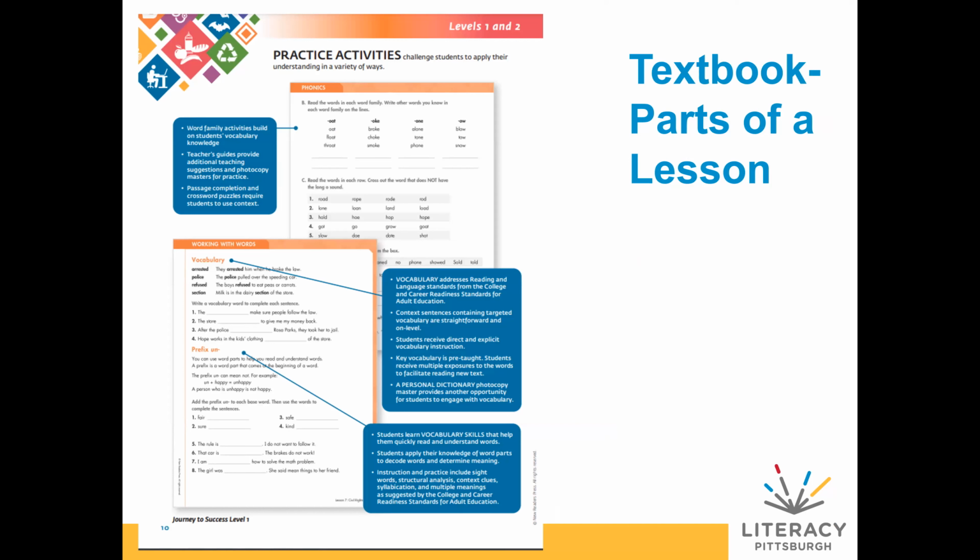This page is vocabulary, and you can see that at this level, there are 4 vocabulary words. And then they introduce this prefix un with words that we're thinking they may know already. Fair, sure, safe, kind, right? And then they have exercises to fill in the blanks with the words that they're looking at.